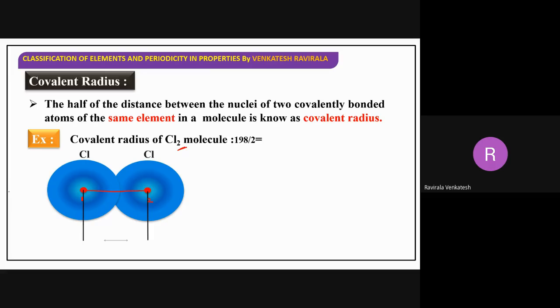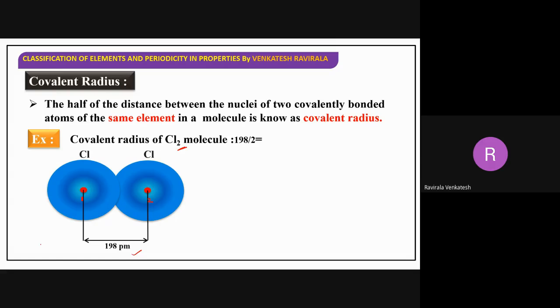Okay. This is the internucleus distance. Otherwise, you can write it like this also. How much is it? 198 picometer. The internucleus distance between the two chlorine atoms, from the nucleus of the first chlorine to the nucleus of the second chlorine, is 198 picometer.